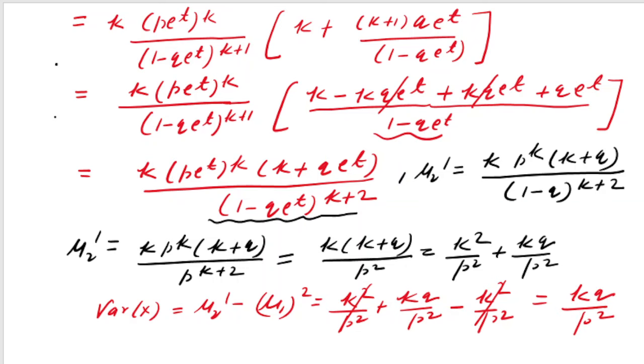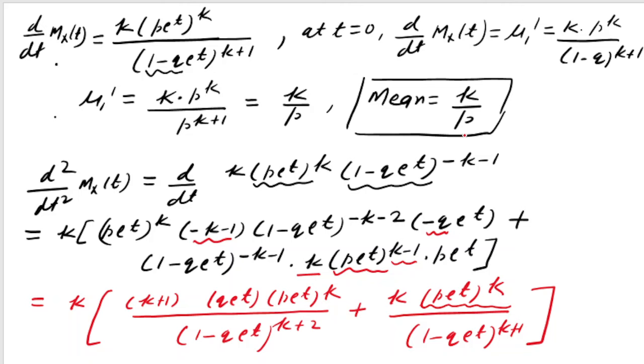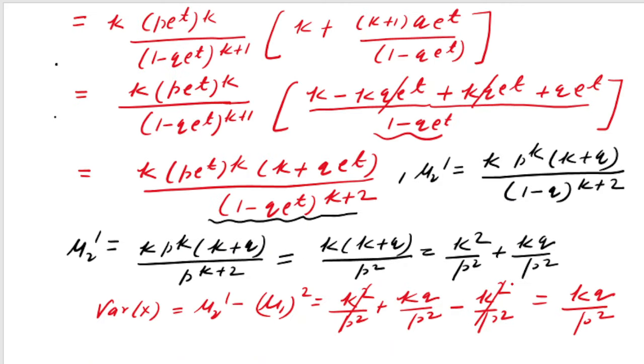So finally we have got everything. The mean was k by p, and what is the variance? The variance is kq by p square.